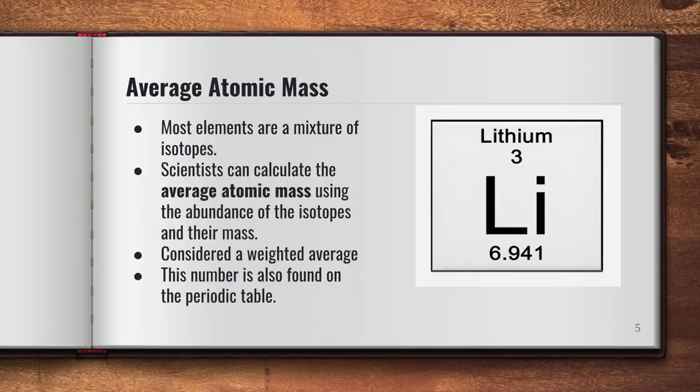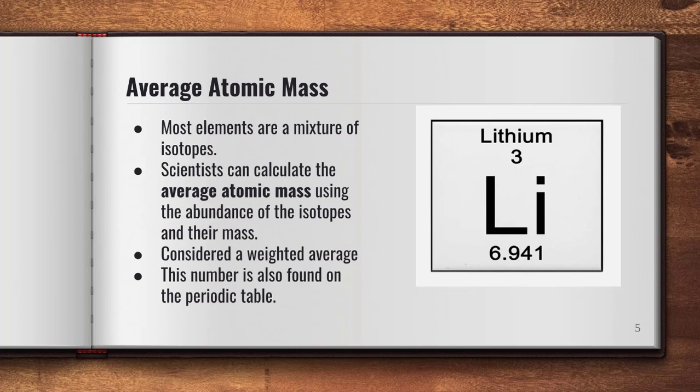Now keep in mind that on the periodic table, most elements are a mixture of isotopes. So if we look over here on the right, you see that lithium has 3 protons and can either have 3 or 4 neutrons. Well, we have to average that out based on the abundance of those elements in nature, and that's where we get the number below, which is the atomic mass.